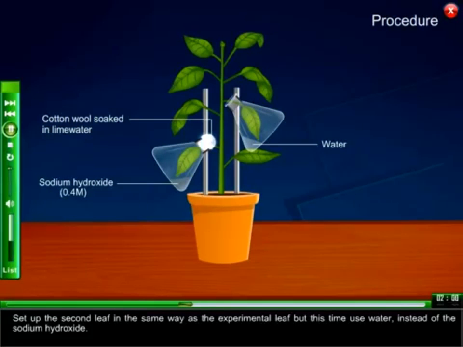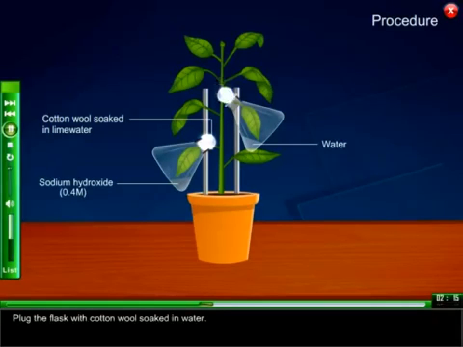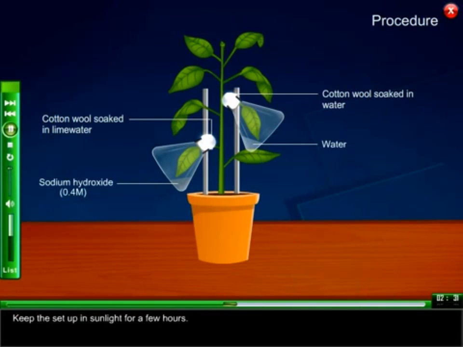Set up the second leaf in the same way as the experimental leaf, but this time use water instead of the sodium hydroxide. Plug the flask with cotton wool soaked in water. Keep the setup in sunlight for a few hours.